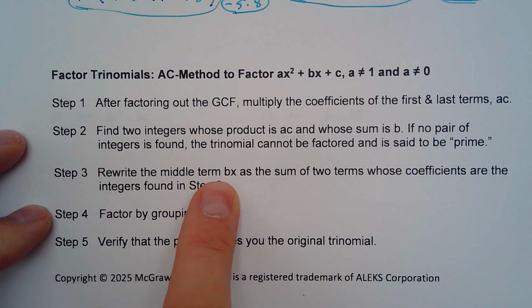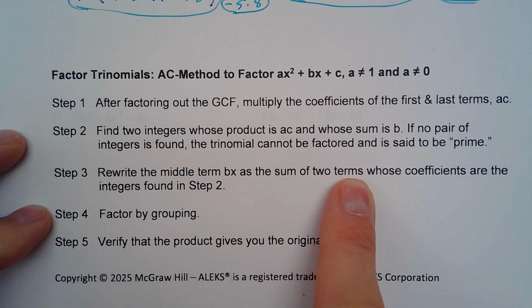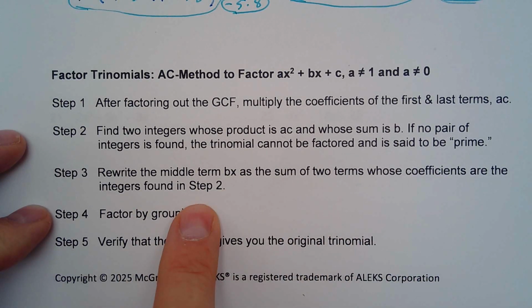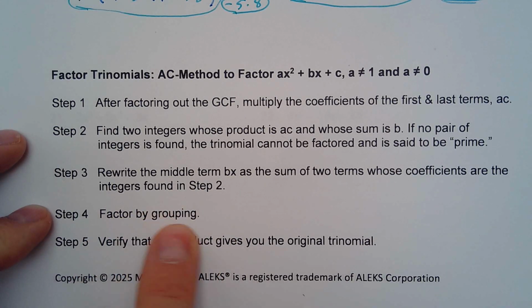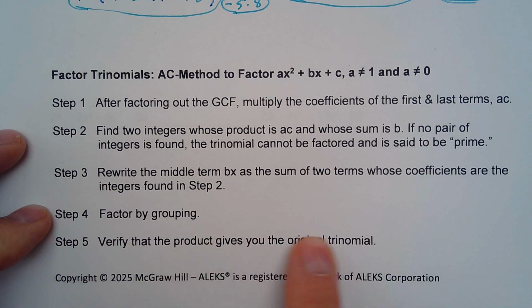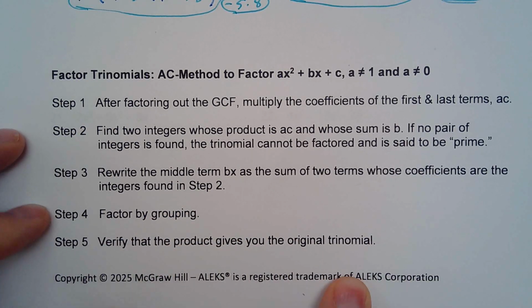Rewrite the middle term bx so it's the sum of the two terms whose coefficients are the integers found in step 2. We then factor by grouping, and then we can always go and FOIL our answer to verify we get the original trinomial.